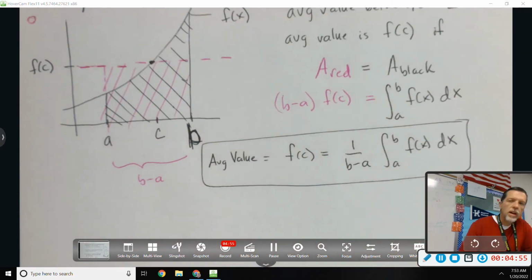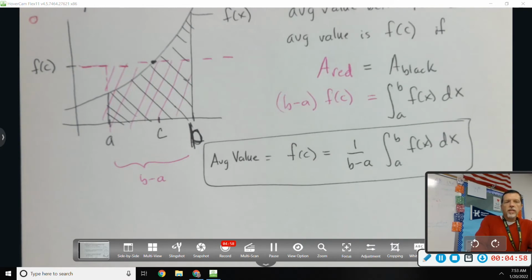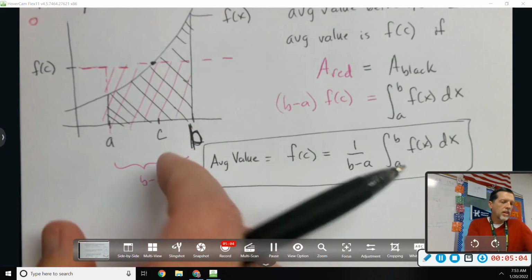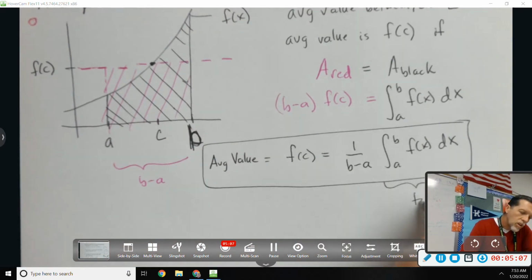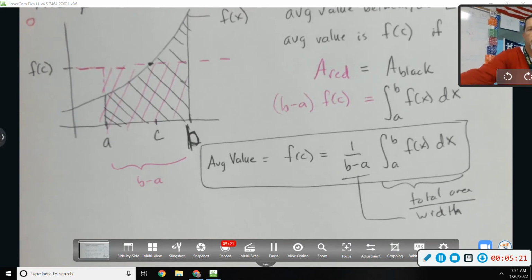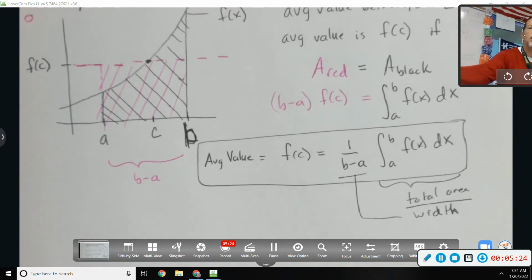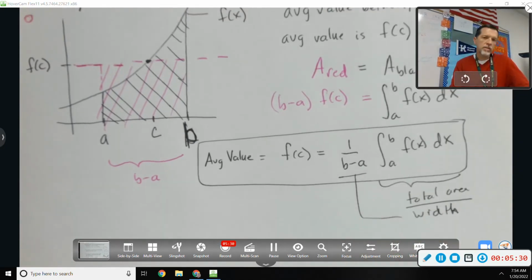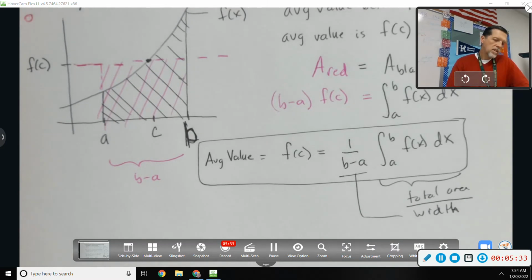So the average value is the total area divided by the width. And now you see why we do it here in the curriculum, because now we know how to do antiderivatives. So average height is area over width, and you know how to find area.